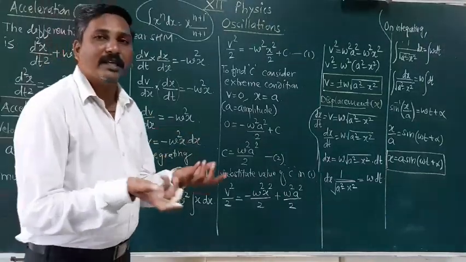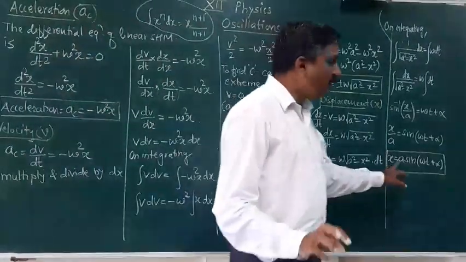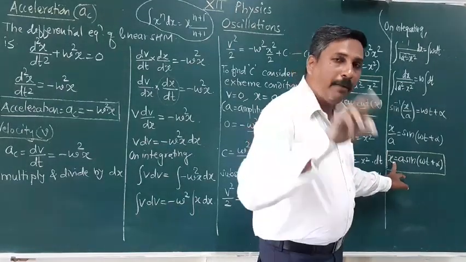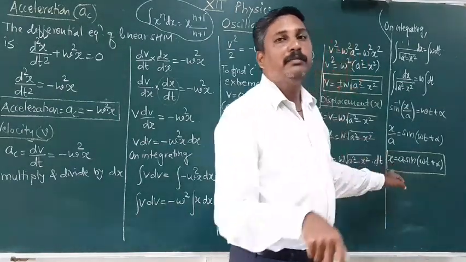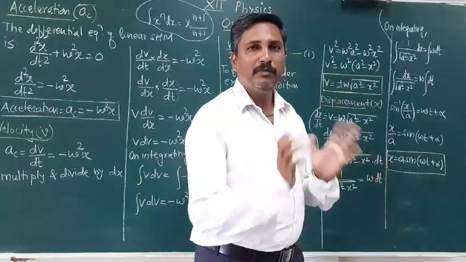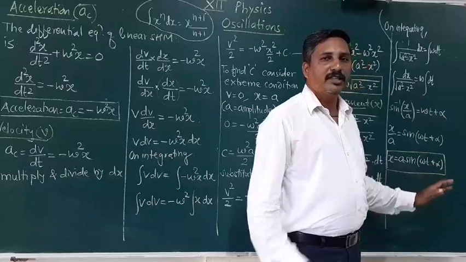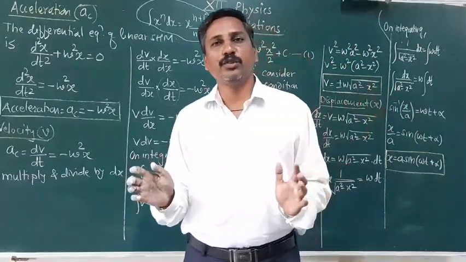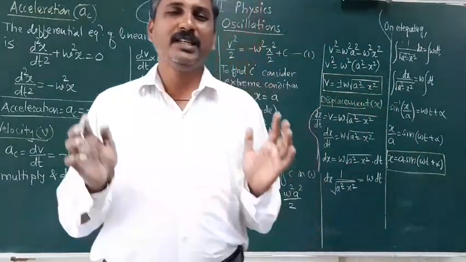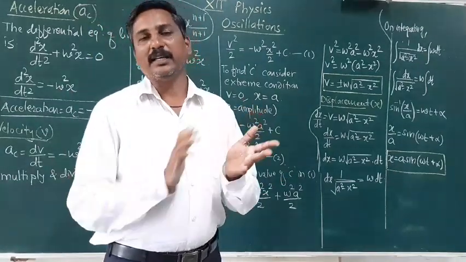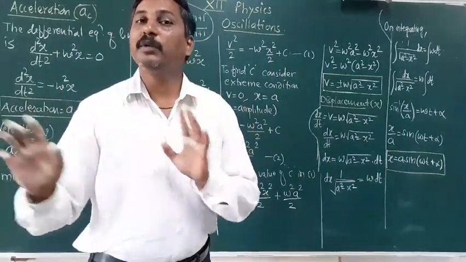What is that x? x is my displacement. A is not acceleration, a is my amplitude, that is the maximum displacement of a particle measured from the mean position. And sine of omega t plus alpha, this is the famous equation of SHM, the basic general equation of SHM. Displacement is given by x equals a sin omega t plus alpha.